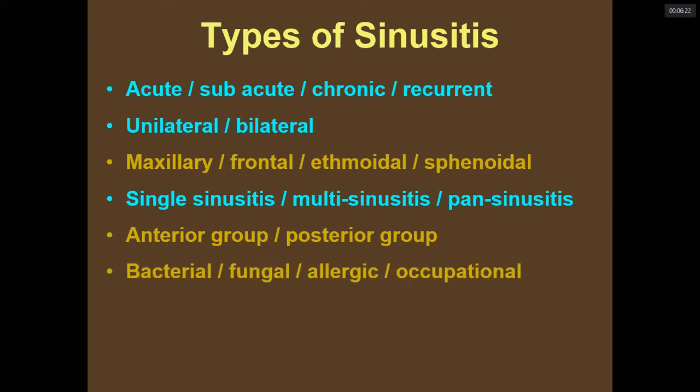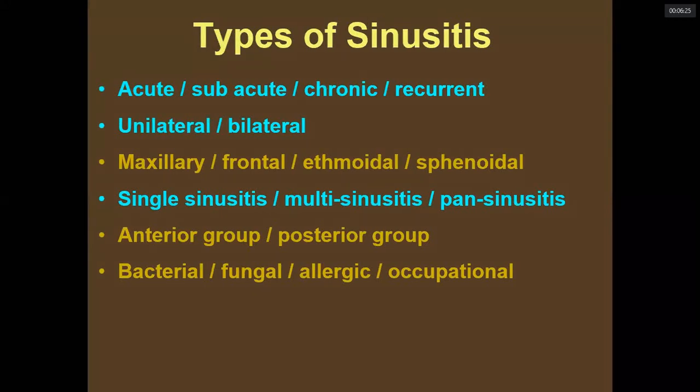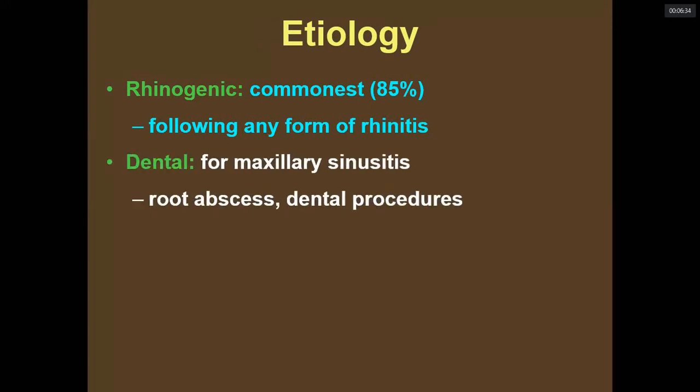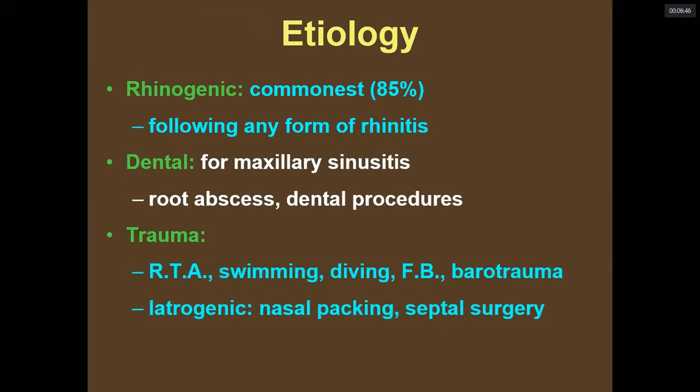And this is also important: bacterial, fungal, allergic, and occupational. Etiology. Rhinogenic is the commonest cause, meaning following any form of rhinitis. Similarly, there can also be dental causes, especially in maxillary sinusitis, where there will be root abscess, dental procedures, etc. And again, due to trauma, like in road traffic accidents, swimming, diving, right? Foreign body, barotrauma, and iatrogenic causes. What the doctor does in the hospital, like nasal packing and septal surgery, can also result in sinusitis. And hematogenous causes are usually rare.